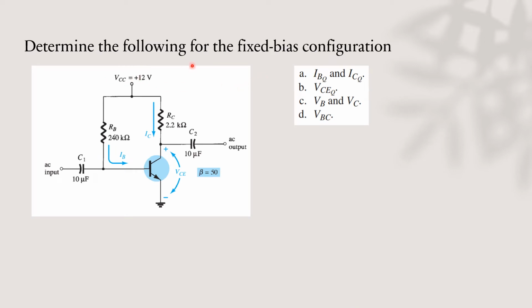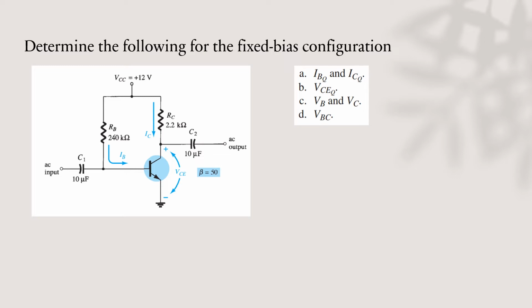Then we determine the following for the fixed bias configuration. This is an example of a circuit pertaining to a fixed bias configuration. We have here an NPN type of transistor. Here we are asked to find IBQ and ICQ. Then we will find VCEQ, VB, VC, and VBC. Q here, as we have discussed earlier, is the quiescent point, wherein the transistor is in operating mode.